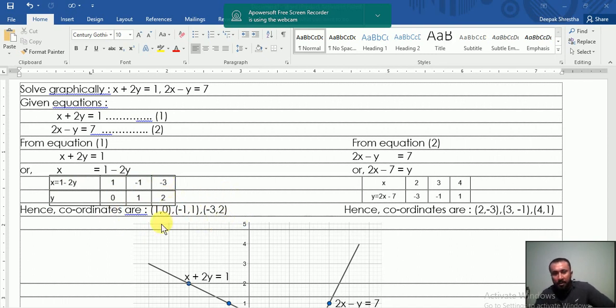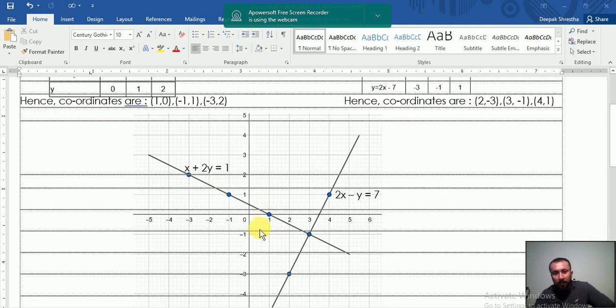These are the coordinates that we have got from equation 1, and let me insert them in the graph. This is the point (1, 0). Another one, (minus 1, 1), and another one is (minus 3, 2). If we join these three points, then we will get a line. This is the line that we have got, and we name it the line of equation x plus 2y is equal to 1.